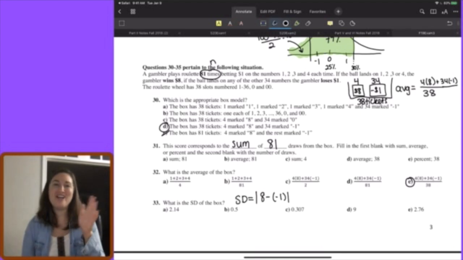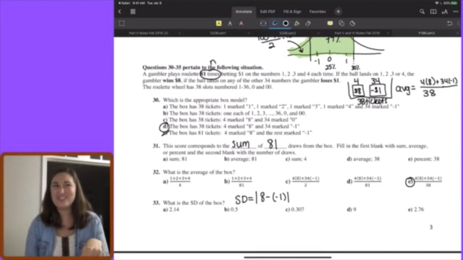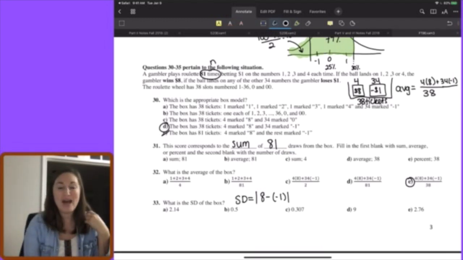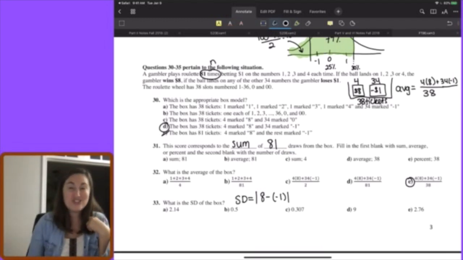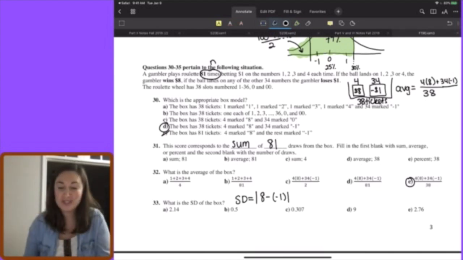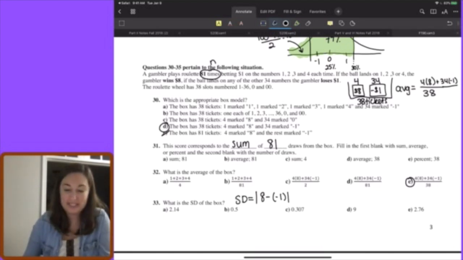So I know a lot of times when students are doing a question like this, they'll just go on autopilot and say 1 minus 0 because we do use a lot of 1, 0 boxes. But in this case, just double check. We don't actually have ones and zeros. I want to use those numbers on the tickets.